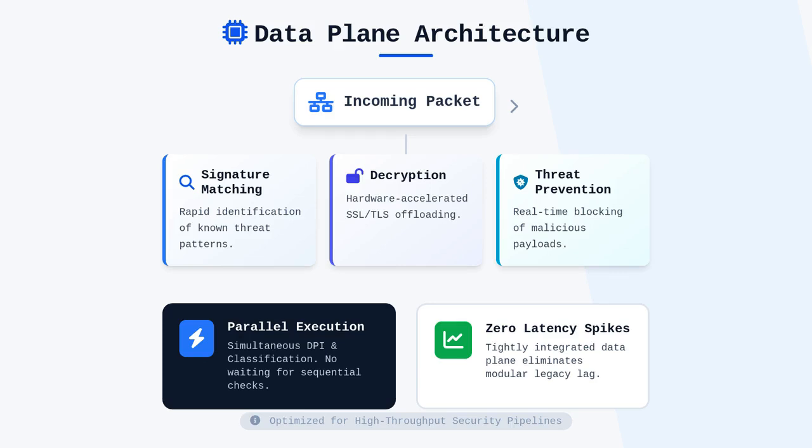By utilizing memory and specialized processors tailored for these functions, the device can execute security lookups in parallel rather than sequentially. For example, when a packet arrives, the system does not need to wait for a full signature check before beginning a decryption process if that path is required. This architecture allows the platform to perform deep packet inspection and classification simultaneously across the stream. Because the security engines are tightly integrated into the data plane, we successfully avoid the latency spikes that plagued the legacy modular firewalls of the past.